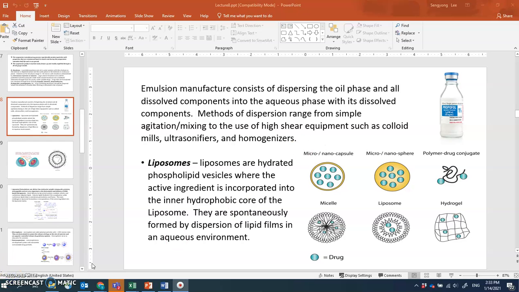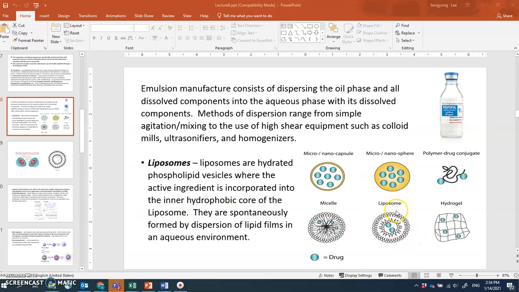Because your drug molecule may be strongly hydrophobic, sometimes you may wrap that drug molecule with something like liposomes around. So then what is liposome? Liposome, right here, its structure is a hydrated phospholipid vehicle. Vehicle is a delivery kind of molecule, okay, where active ingredient is incorporated into the inner hydrophobic core of the liposome. So here you go.